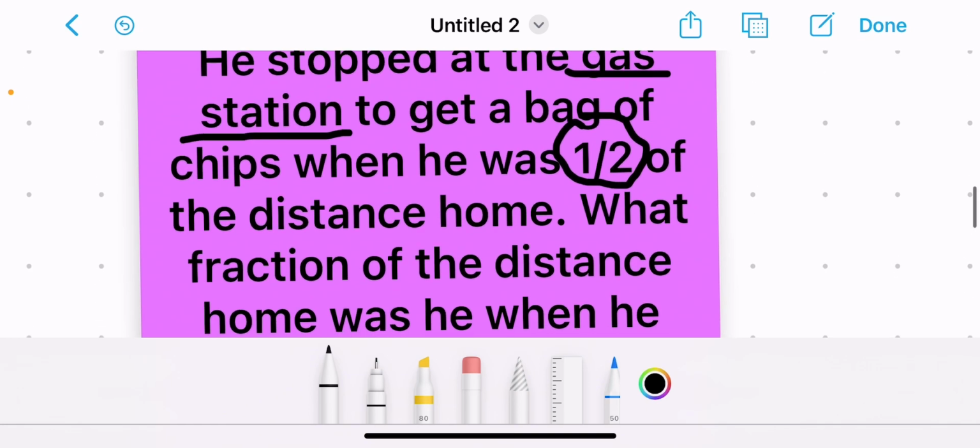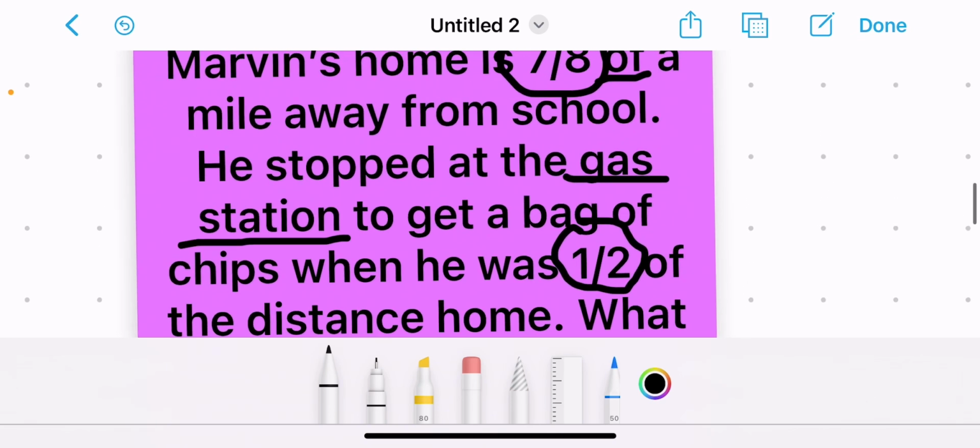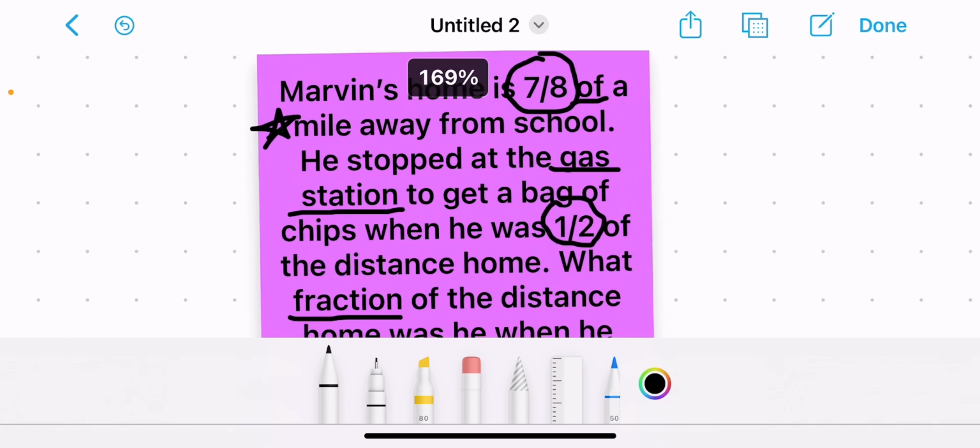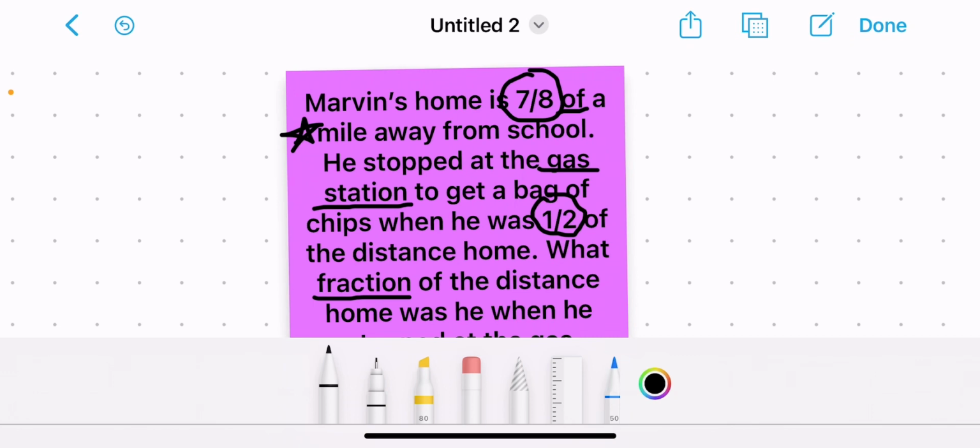The final thing I'm going to underline is "fraction." I'm underlining fraction because that tells me that my answer should be less than 1 whole. If my answer is greater than 1 whole, then I know I need to check my work. Now I'm going to star the unit, which I think is miles. So I know my answer should be a fraction of a mile. Now pause the video and try to write your own equation to match the problem.